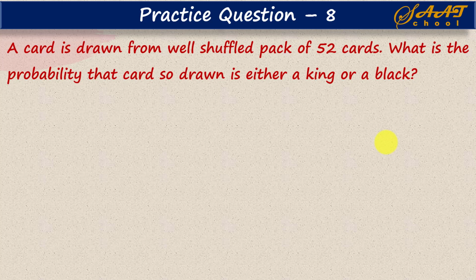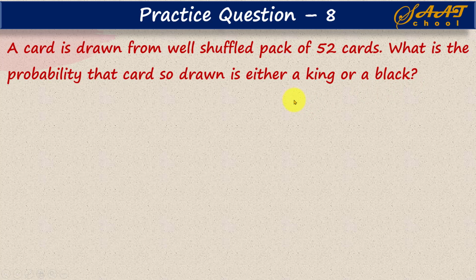Now this is practice question 8. A card is drawn from a well shuffled pack of 52 cards. So this 52 represents n(S), that is the sample space. Now next is, what is the probability that the card so drawn is either a king or black? Now we know in a deck of 52 cards there are 4 kings and there are 26 black cards.